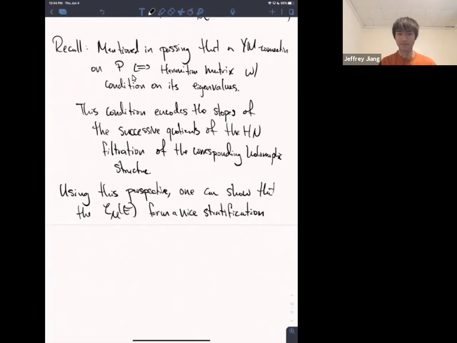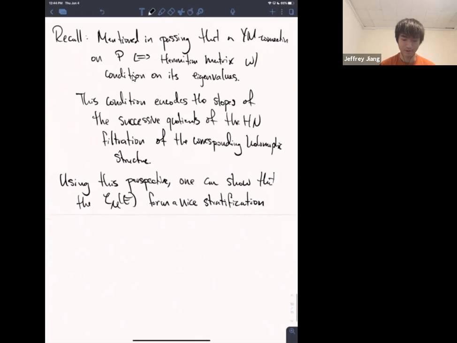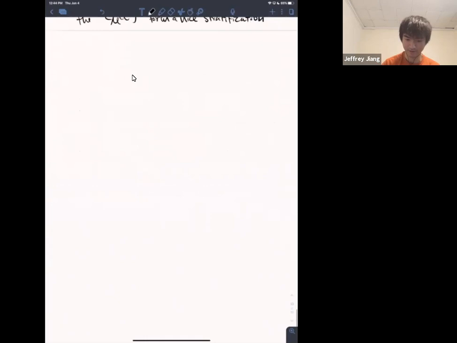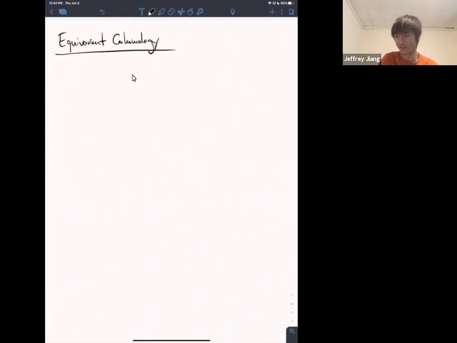Okay, so that's some motivation for what we're going to do for the remainder of the course. Right. Okay, so I'm not going to finish this today, but let's at least start. This is maybe a crash course on equivariant cohomology, essentially all the facts we need to talk about the cohomology of the moduli space of bundles. So, definition.